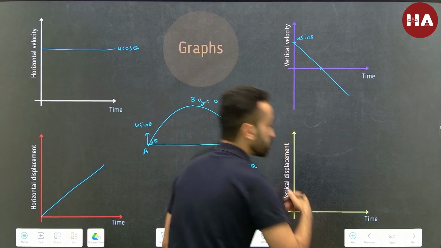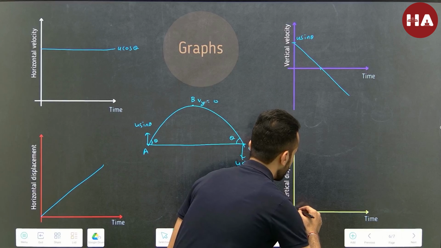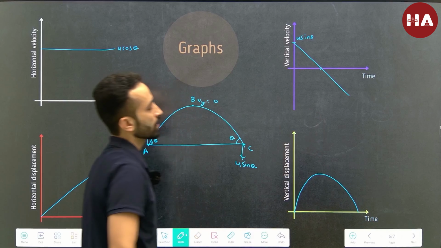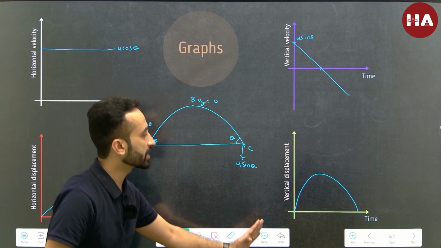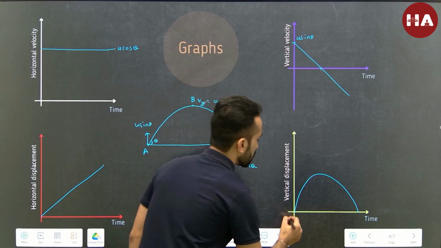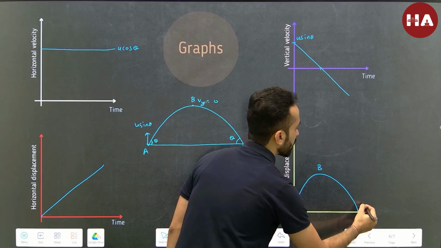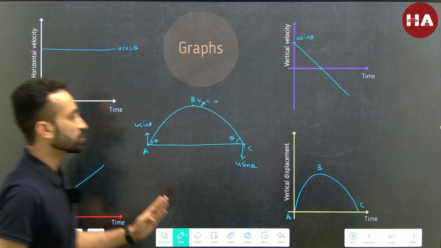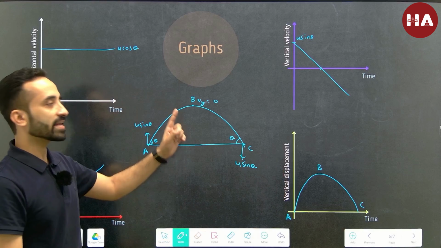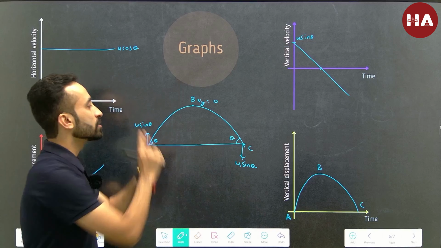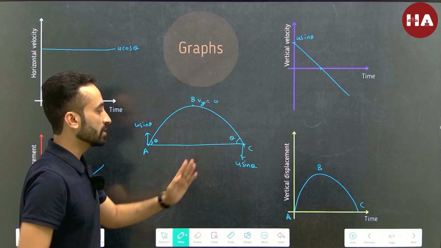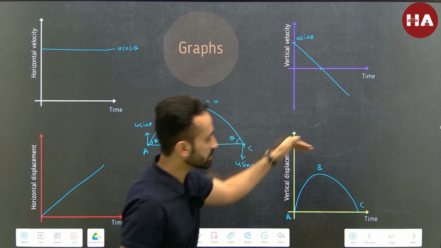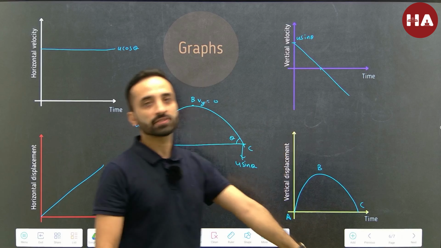Okay, you try it first, then you match your answer. I think it should be like this. Why? Because initially the gradient is more, at point B the gradient becomes 0, and finally the gradient becomes negative. So vertical displacement is not going to be a straight line because the y direction velocity is not constant, so the gradient cannot be constant. That is why it is first a decreasing gradient graph, then it is an increasing gradient in the negative direction.